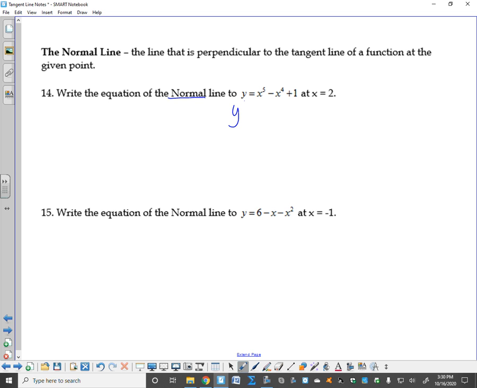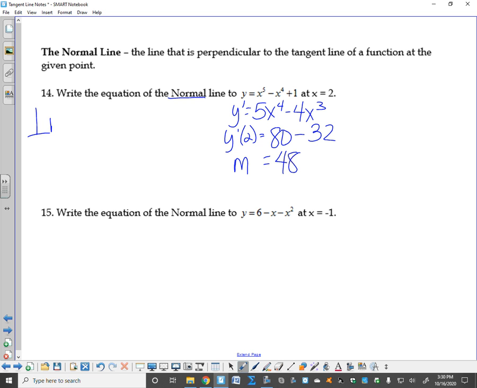So I'm going to take the derivative to try to find the slope. And I want to evaluate that at 2. 2 to the 4th is 16. 16 times 5 is 80. And 2 cubed is 8. And 8 times 4 is 32. Subtract that, that's a 48. So that is the slope of the tangent line at 2. So the perpendicular slope would be a -1 over 48.